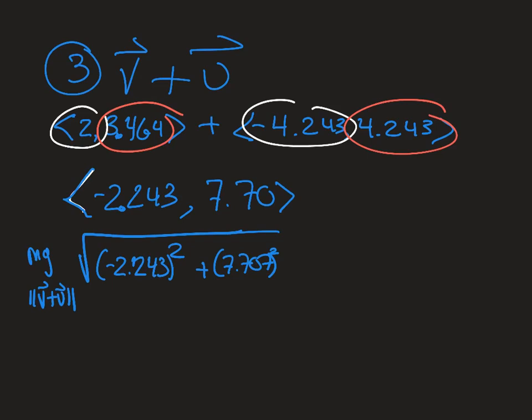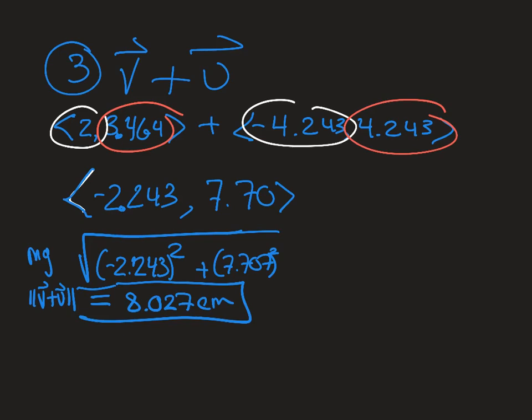So on my calculator, I'm going to put a square root, parenthesis, negative 2.243, close the parenthesis, squared, plus, stay under the square root, put another parenthesis, 7.707, close it and square it. So the magnitude of this vector is going to be 8.027, because it rounds up, in centimeters.